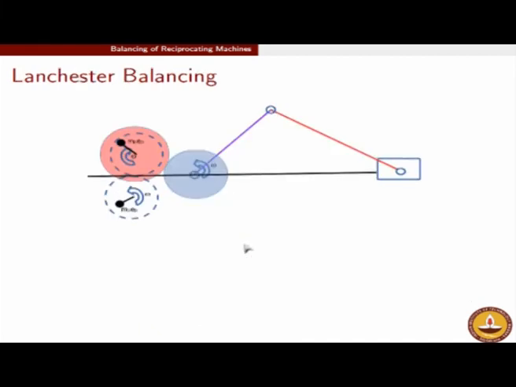Complete balance can be achieved through the Lanchester balancing technique, which is shown here in this diagram. The idea is very simple: instead of putting one counter mass you put two counter masses. So we have here two discs shown in dotted lines, both of these rotating at opposite speeds, and these counter masses are MP, EP. I am showing the Lanchester balancing only for the primary, the secondary is similar, so I am not showing it. So we are adding two unbalanced masses rotating in opposite directions.